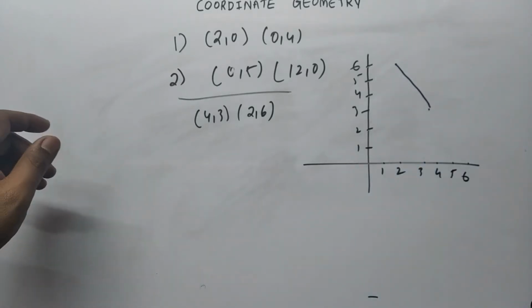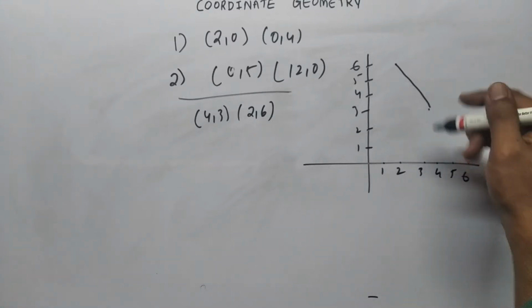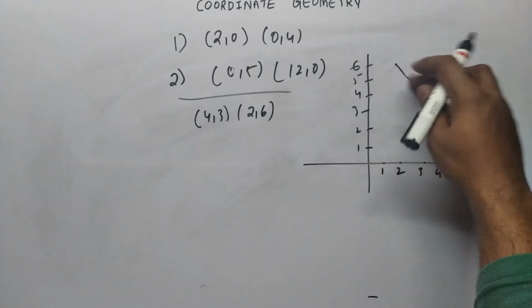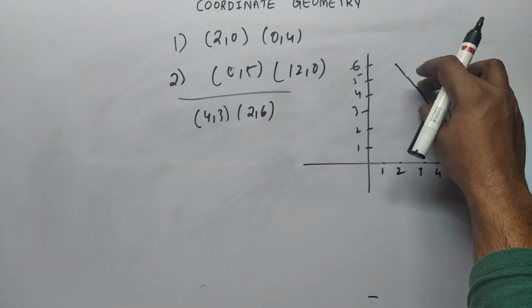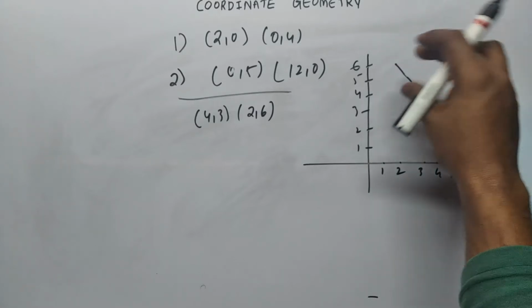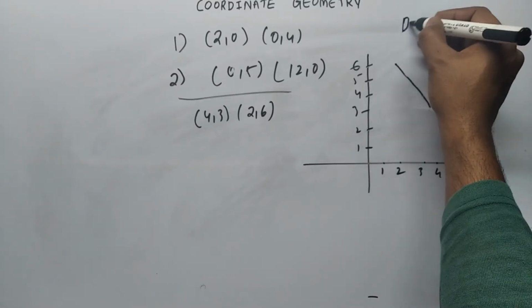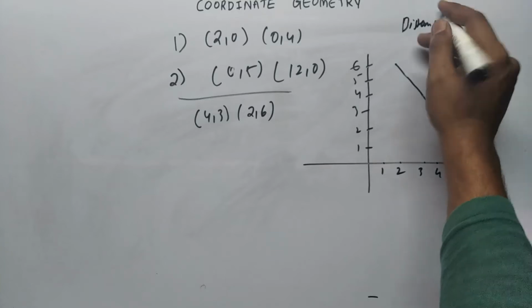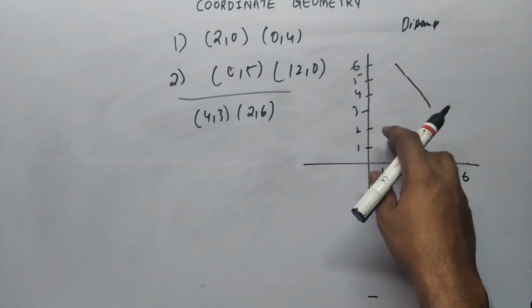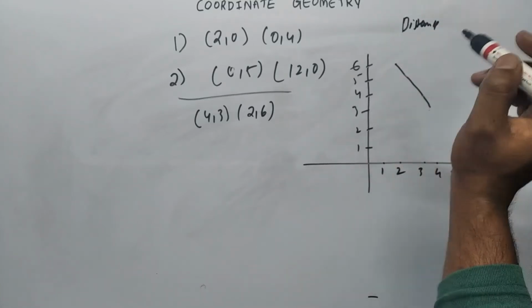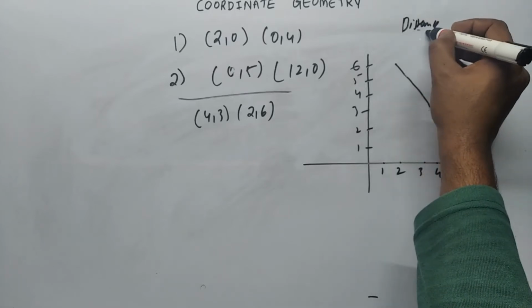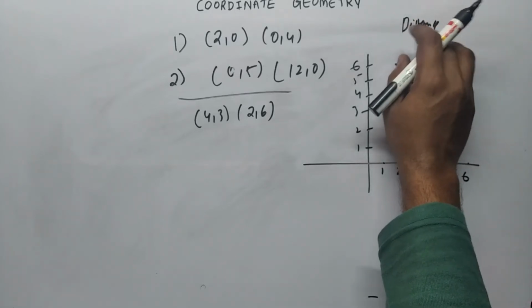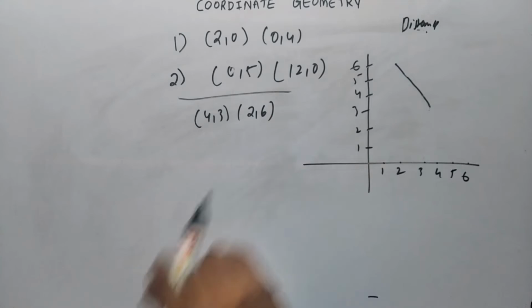Whenever you have to find the distance between 2 points, we use the distance formula. To find the distance between these 2 points, we are using the distance formula. So now I will be explaining the distance formula, where we will be deriving it. Then I will be solving some other questions which are given in your exercise.